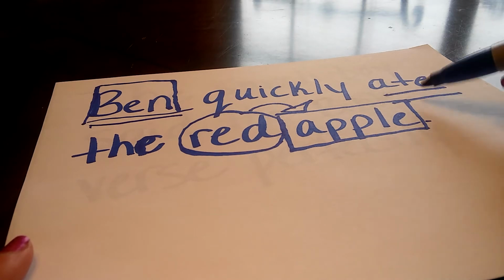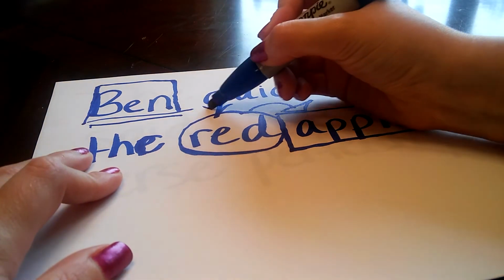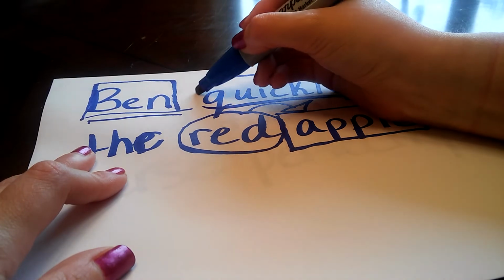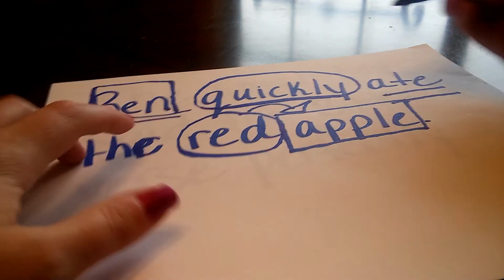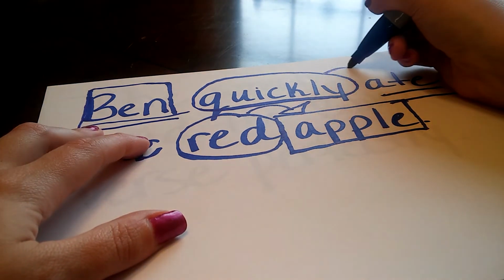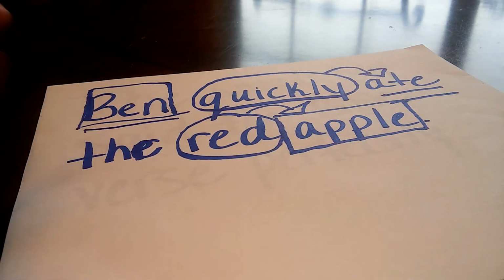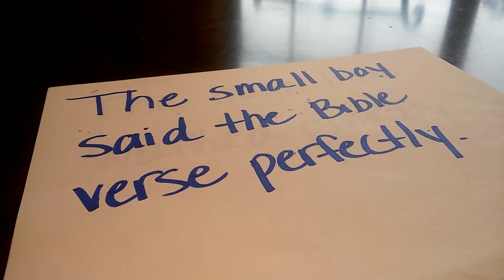It's ate in this sentence. So you're going to say, Ben ate how? Quickly. So in this sentence, quickly is our adverb. So we're going to circle quickly, and then we're going to draw an arrow pointing back at the verb, which is ate. Ben ate quickly. And that is your first sentence. Let's move on to our second sentence on page 289.